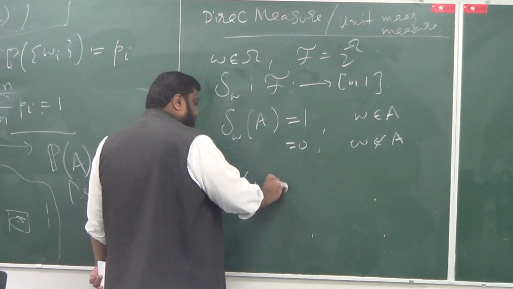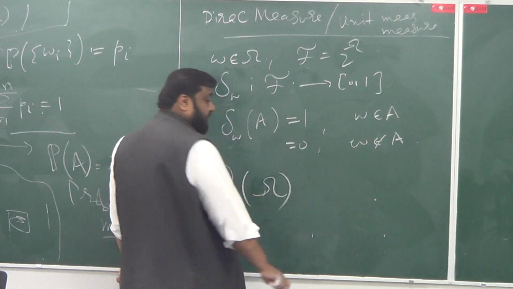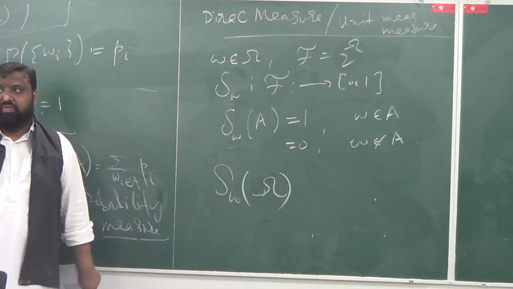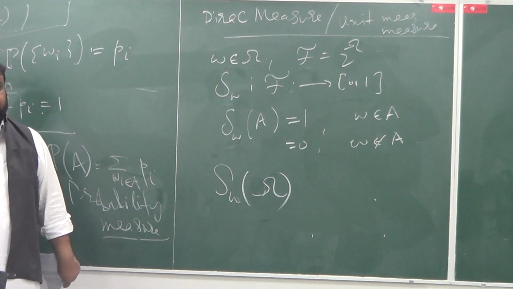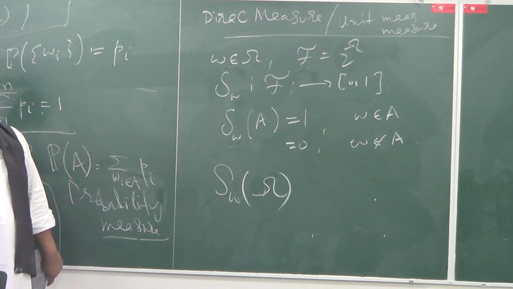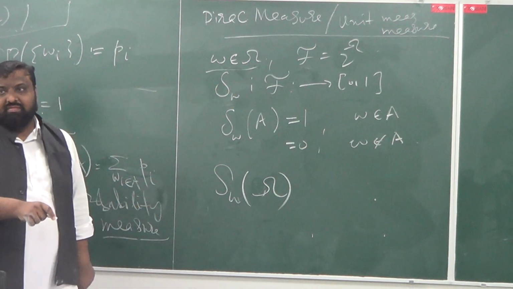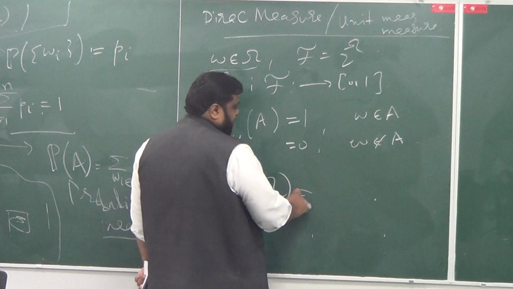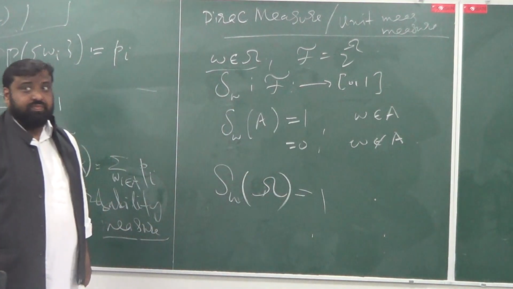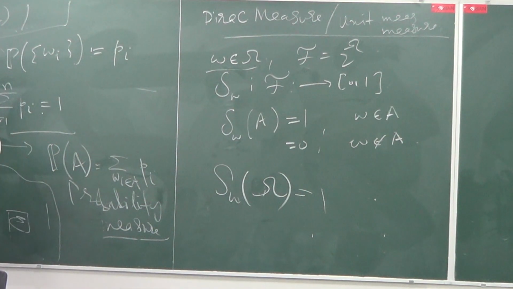Why would this be 1? Because omega is in the sample space. Because that's what you are starting from.